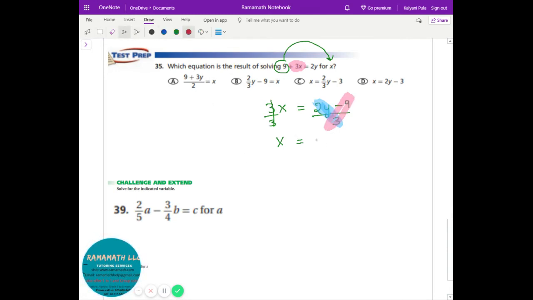I'm going to write it one more step: 2y over 3 minus 9 over 3. You can do that. Okay? And that becomes 2/3 y. Oh, it makes sense. Yeah, I'm surprised I guessed it right. That's good.